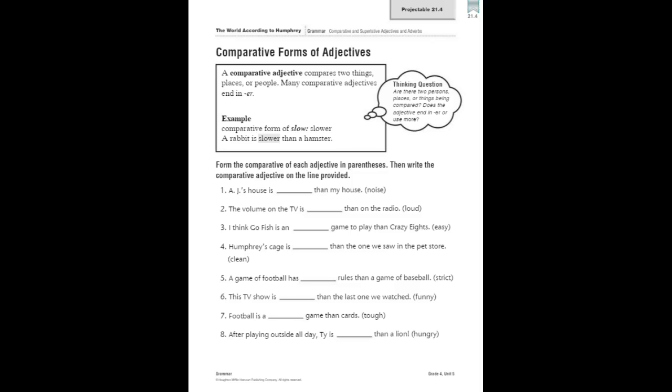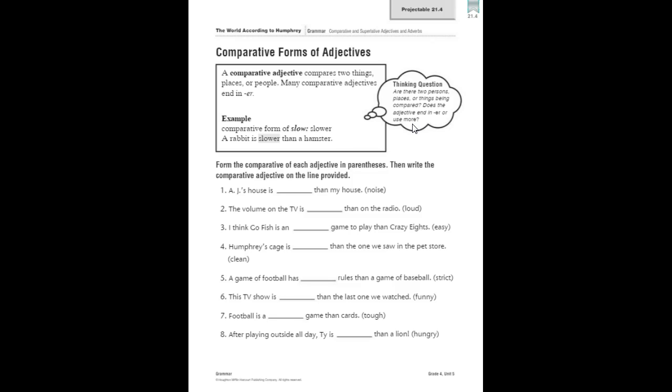To decide if the comparative adjective is used correctly, I need to ask this thinking question. Are there two persons, places, or things being compared, and does the adjective end in ER, or does it use more? Well, yes, it's comparing two things. A rabbit is slower than a hamster, so we're comparing a rabbit and a hamster. And our adjective slower ends in an ER. All right, so we have a comparative adjective.